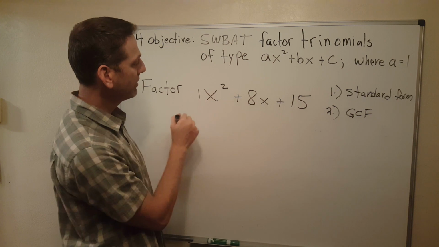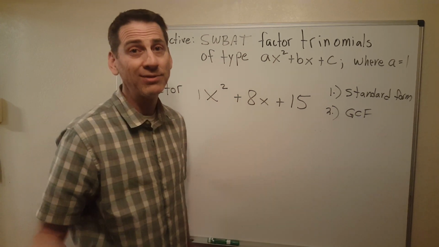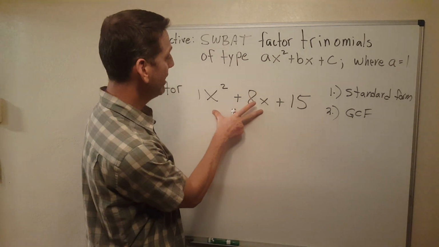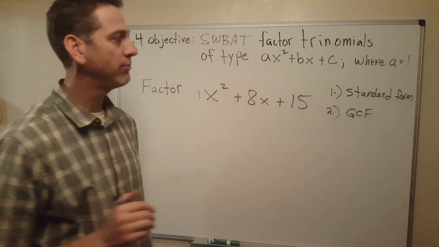Well, here's a 1 right there. So 1, 8, and 15. The only thing they have in common is a 1, so that doesn't count. Do they have an x in common? Well, these two have an x in common, but this one does not. So there is no greatest common factor.